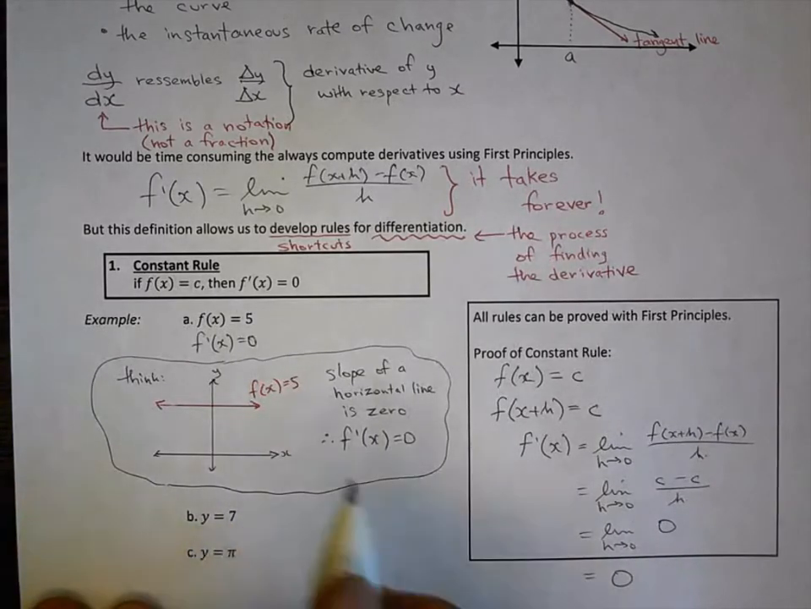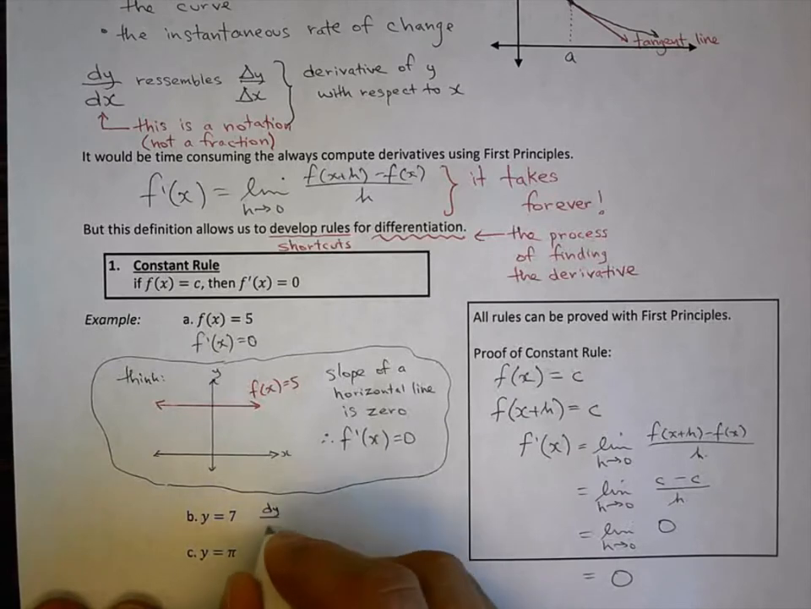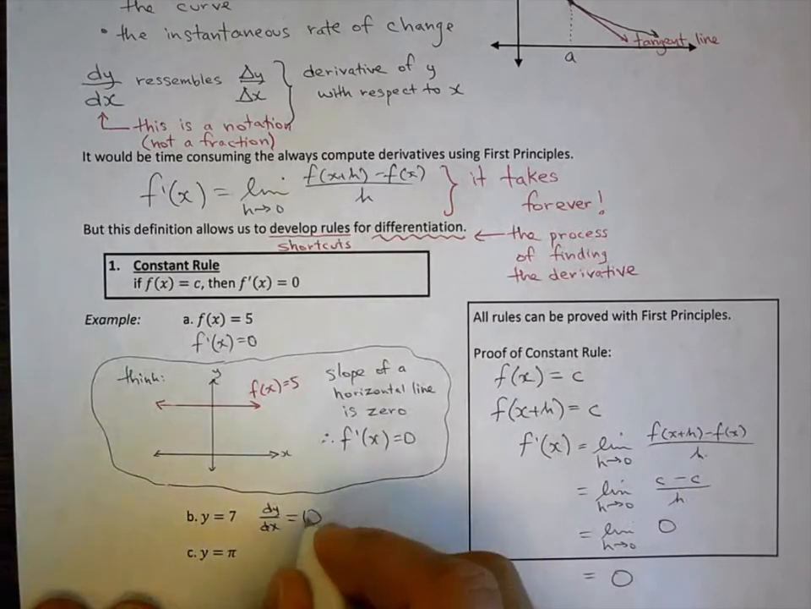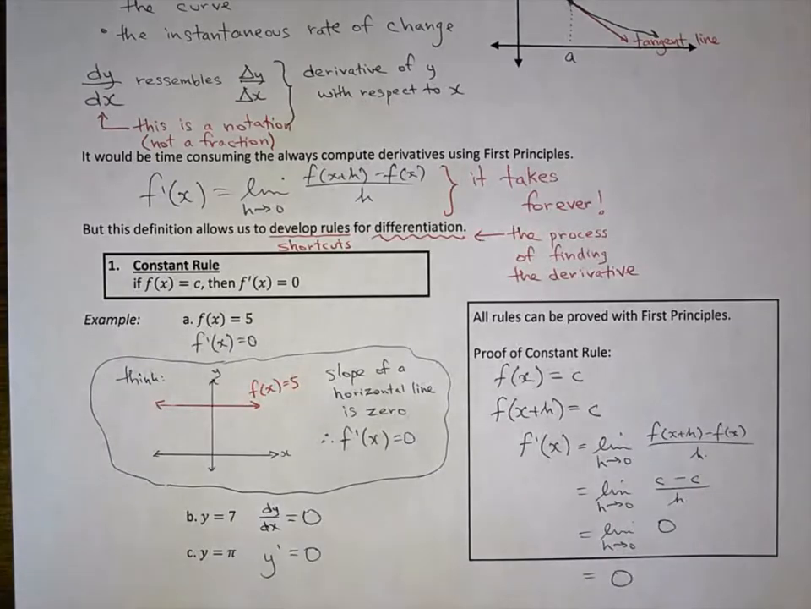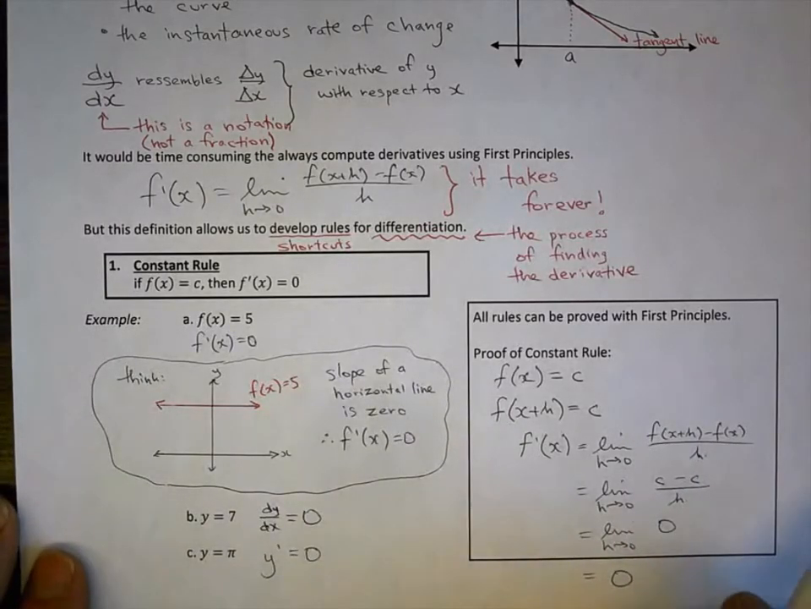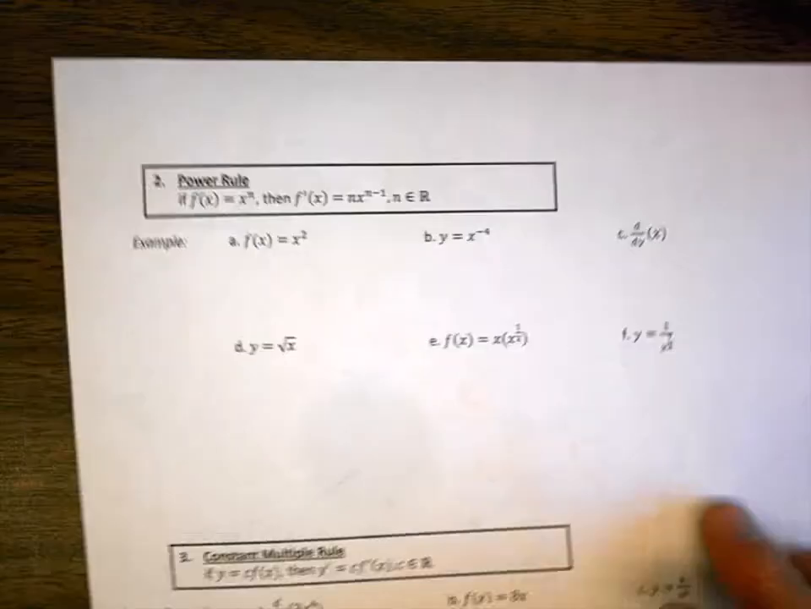So again, I have another equation, y equals 7. The derivative, I can write it a different way. This is another notation, get used to that form. It's 0. Y equals pi. Y prime is equal to 0, because pi is just 3.14, so it's just a constant. So that's our first rule, the constant rule. That's a nice one. Let's turn the page.